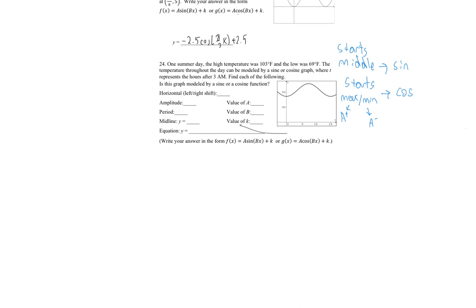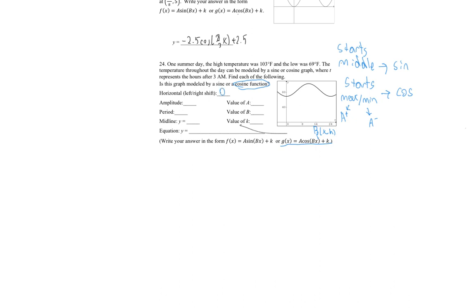So in this one, do we start at a maximum or minimum? This one we start at a minimum, so this would be a cosine function. So horizontal left-right shift. Well, our answers are in the form given at the bottom, and that horizontal shift would be the h in b times (x minus h). Because we don't have one, we already know it's going to be 0.